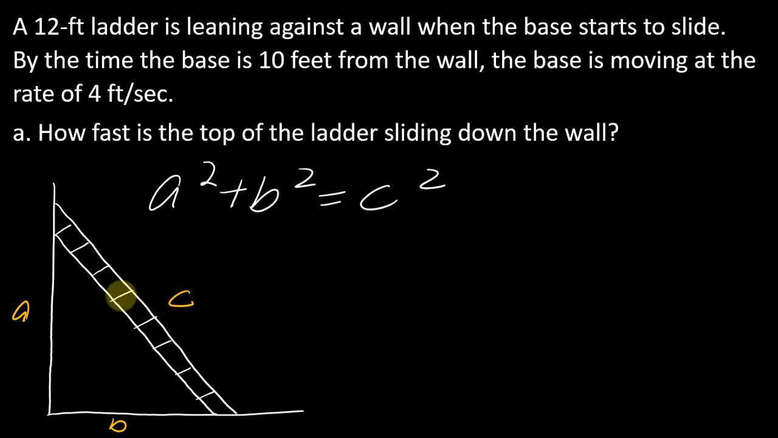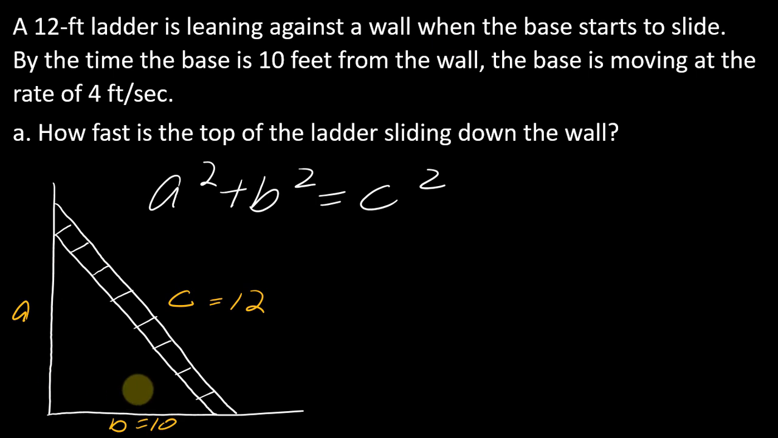Okay, we now need to take a moment to really understand the context of the problem. This is not an algebra problem, right? It is not saying that my B is equal to 10 and my C is equal to 12. It is not so easy as just figuring out what A is. That's an algebra problem. This is a calculus problem. So we have to understand, what is this really talking about? It's talking about the moment when the base is 10 feet from the wall.